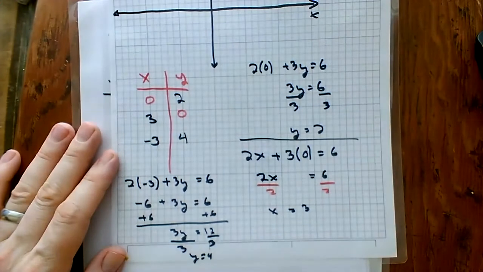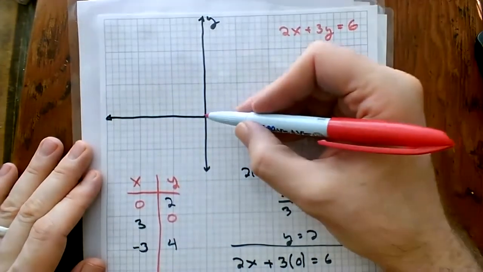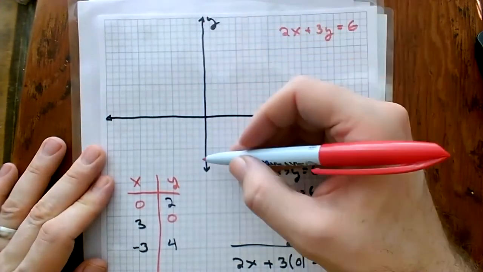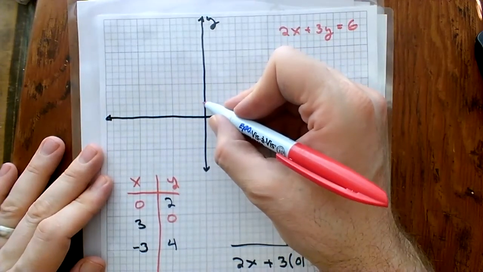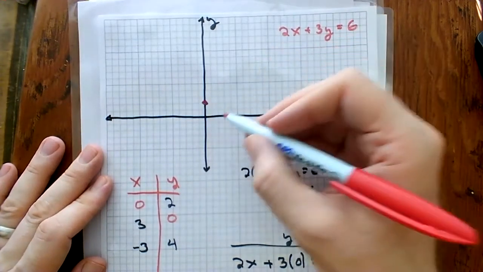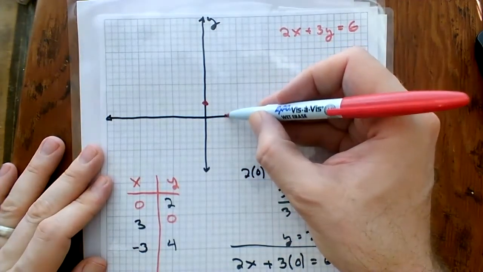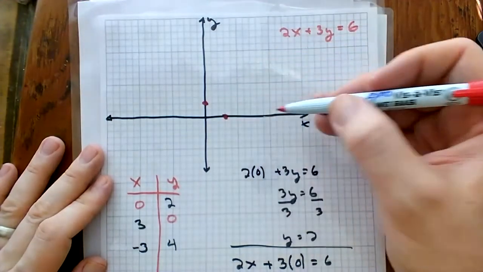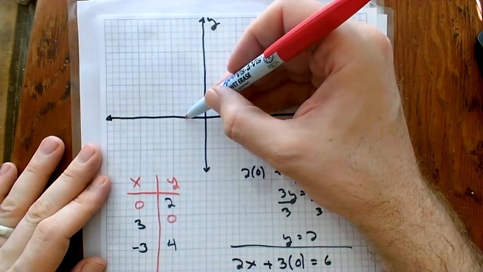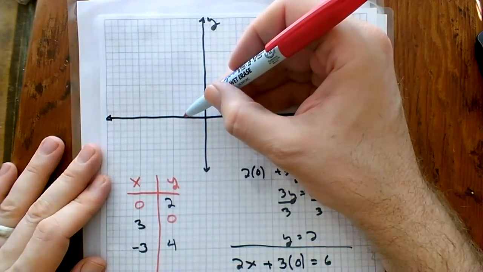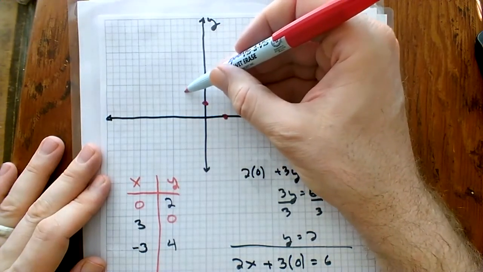So let's go ahead and plot these 3 points. When x was equal to 0, anytime x is equal to 0, it's right here on that y-axis. So when x is equal to 0, y is equal to 2. When x is equal to 3, 1, 2, 3, y is equal to 0. So anytime y is equal to 0, it's right here on the x-axis. And if x were equal to -3, so 1, 2, 3, over here in the minus direction on the x, y is going to be positive 4. So it'll be 1, 2, 3, 4.